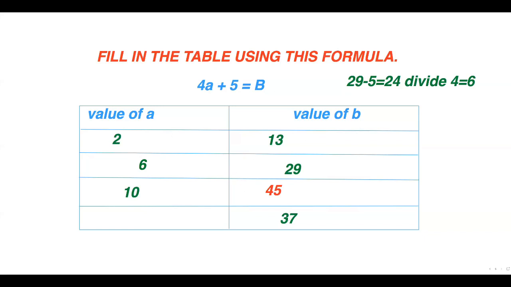All right, so we have 37. Again, we just do the opposite. 37 minus 5 equals 32. Yeah, 32 divided by 4, which should give you 8. Okay, so easy as that. So hopefully you understand how to do this.